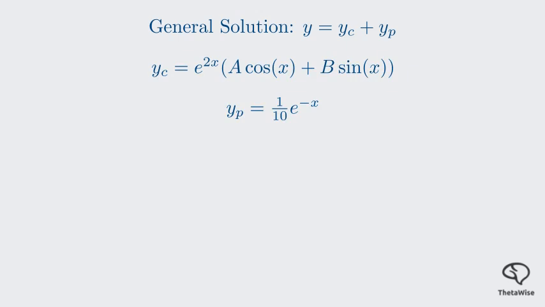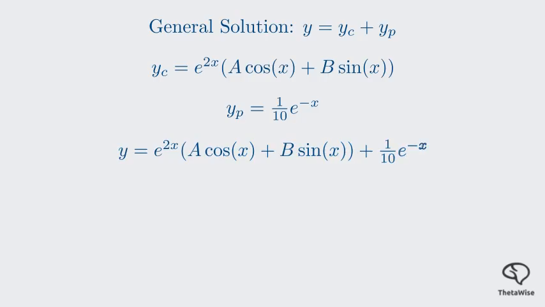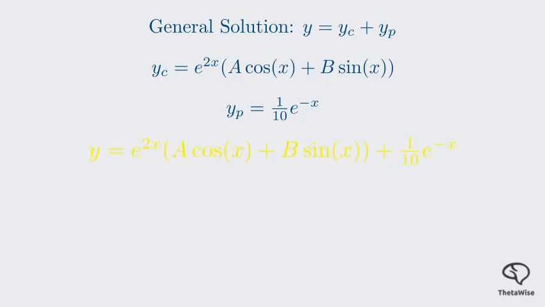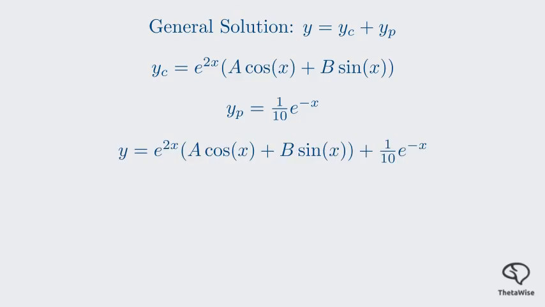All we need to do now is combine them to form our final answer. The general solution is y equals e to the 2x times the quantity a cos x plus b sin x plus 1 over 10 times e to the power of negative x. This solution includes two arbitrary constants, a and b, which is characteristic of a second-order general solution.